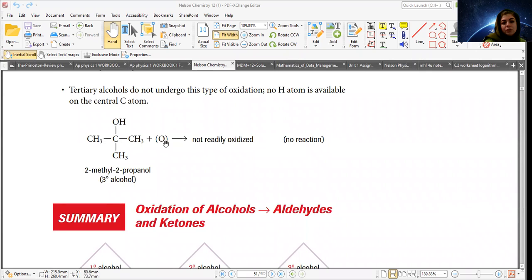Now, if you have a tertiary alcohol, oxidation is not going to happen because you have to make a double bond. This hydrogen needs to get out. Let's see, 1, 2, 3, 4, 5 bonds around the carbon. So you cannot have 5 bonds around the carbon. This cannot get out easily, right? So that's why this reaction is not going to happen.